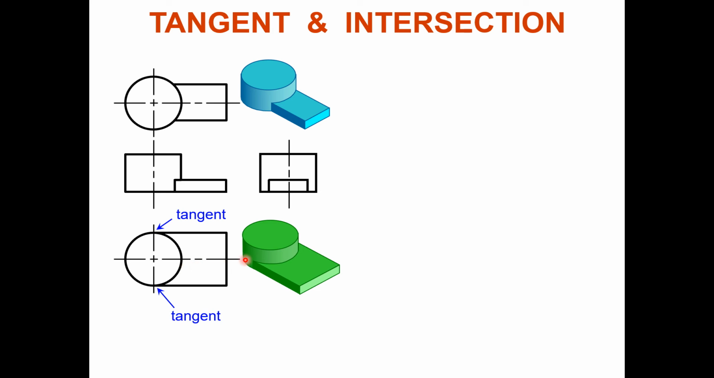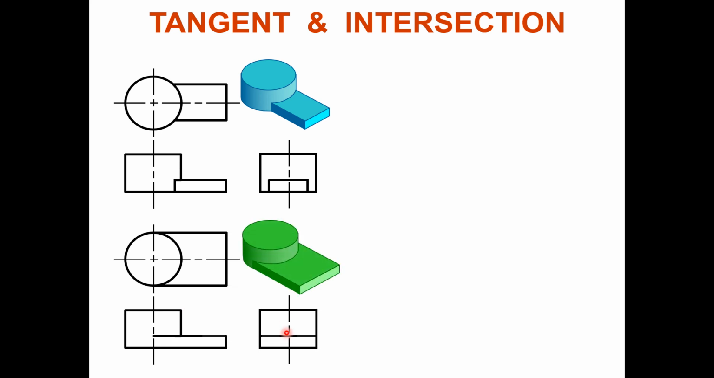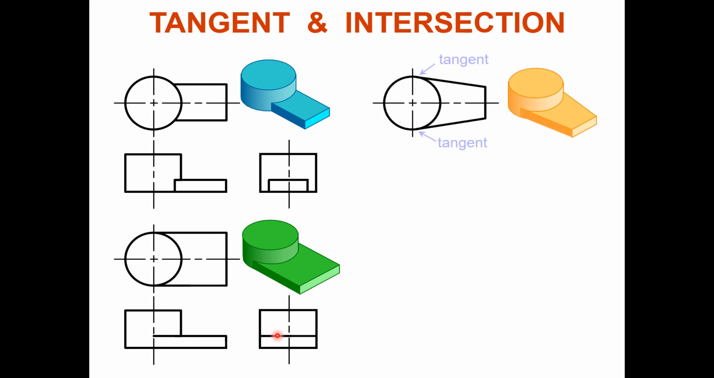Now for this object, that is not separate, basically that is a tangent, smoothly joining the circle, so there will be no line. Use miter line for right side view. Miter line is an option. You can avoid the middle line, you can directly draw this object. Now again tangent.